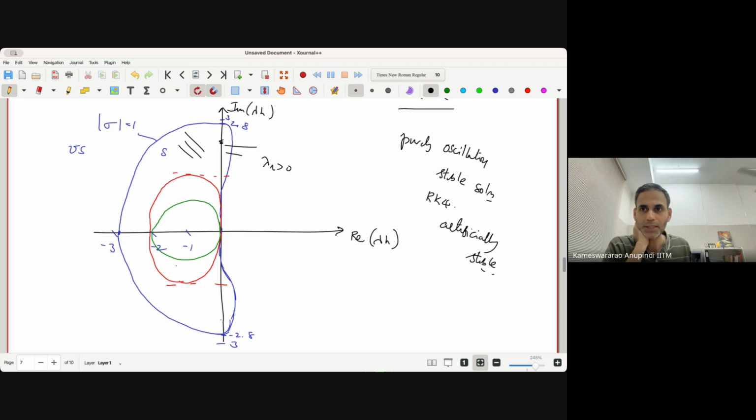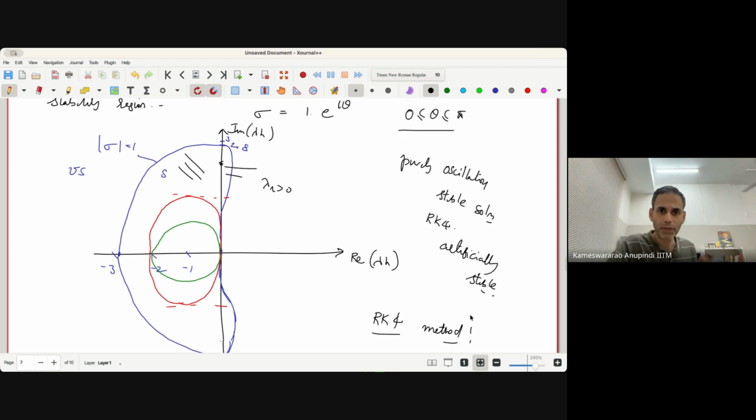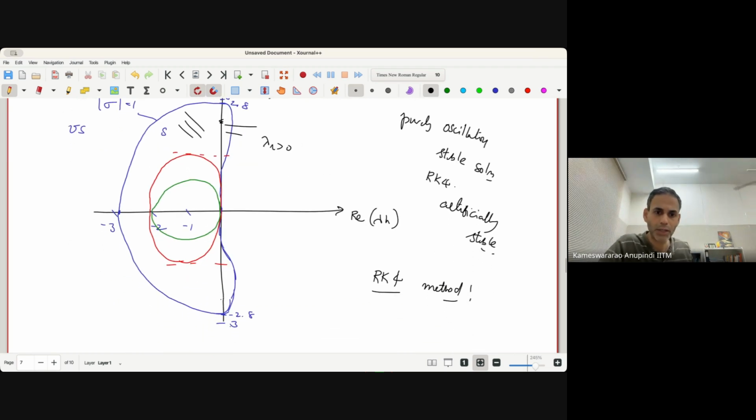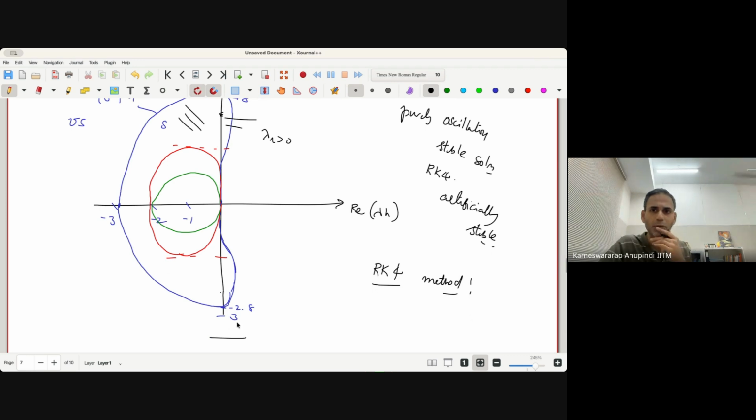Okay, so that is about the RK4 method. Fine. So we're not going to do the phase error and other things for RK4. It's quite involved, so with these observations, we're going to stop here.